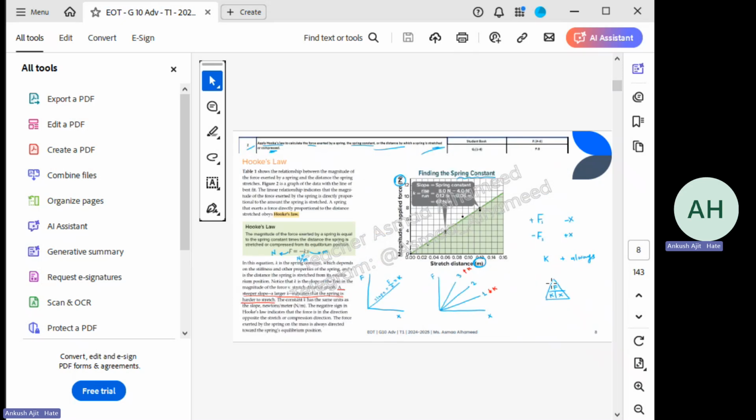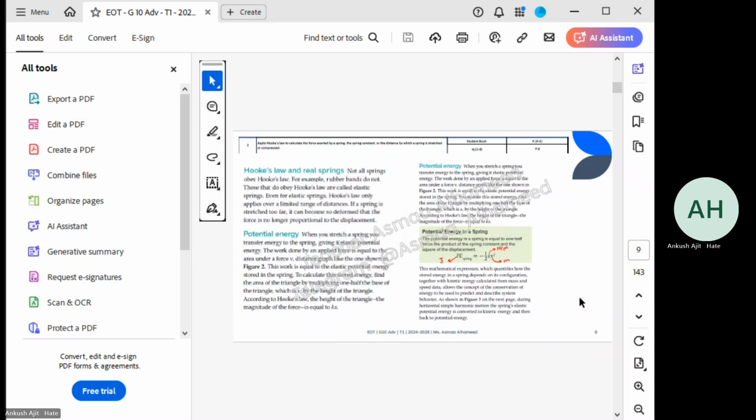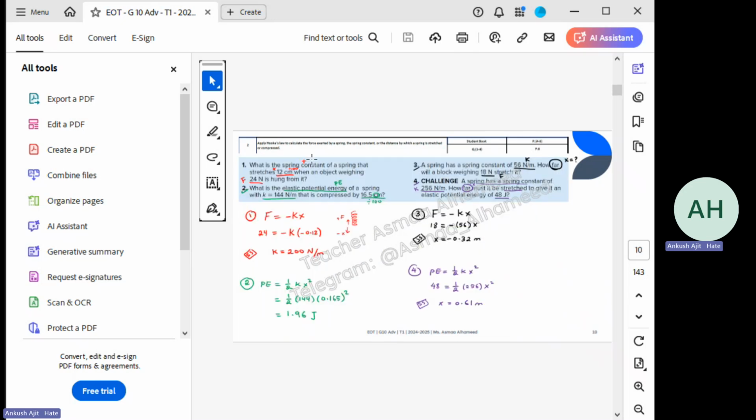Next, Hooke's law, everybody knows F equals minus kx. So F and kx, you can make this kind of a triangle and you can solve it. And next, the potential energy is given by half kx square, in Newton meter. This you have all done very nicely in the formative tests also. So these are the sums.